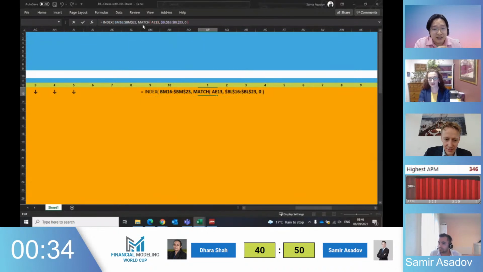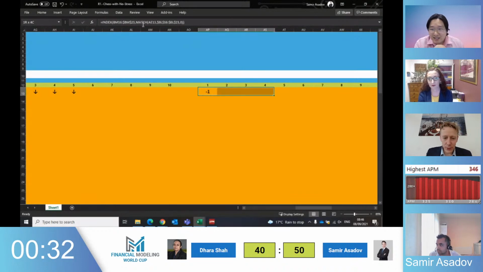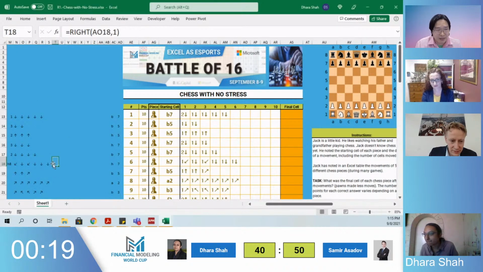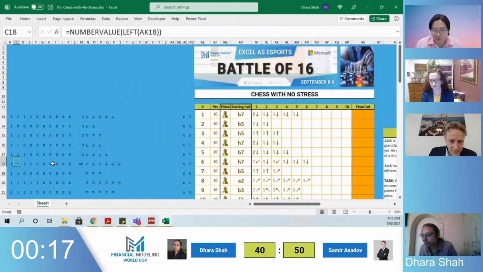Dara has just jumped up. Let's see what Dara is doing. Maybe she's doing it manually. Yeah, let's see what she's done. Or these are formulas. I can't see what she's entered in. I wonder if she's actually gone down to some of the harder pieces and tried to just lodge in a big score to start off with.